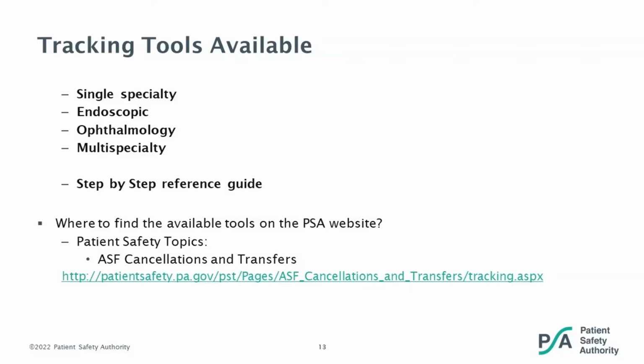So now I'm going to talk to you all about the tracking tools that we do have available for you. And I think we have a tool for everybody. So there are actually 4 different tools that we have available. The first one available is a single specialty. So this is really for ambulatory surgery facilities that do only one type of procedure. So maybe you're a pediatric dentistry, urology, pain management. You may find this tracking tool available.